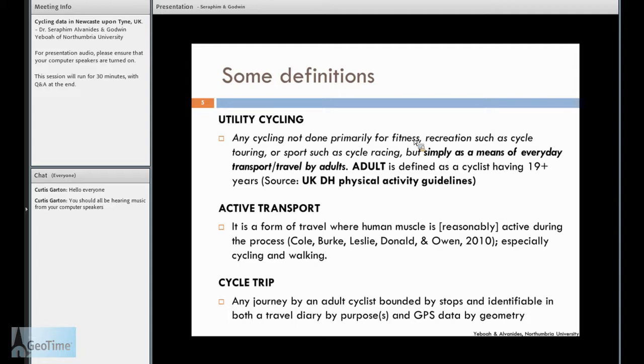Active transport in the literature is a form of travel where there's human muscle involved during the process, so it's walking or cycling or even taking public transport because it also involves an element of walking or cycling. Obviously, driving a car involves some human muscle, but not to the extent that walking or cycling involves it. And then finally, the cycle trip for our study is a journey by an adult cyclist, and it's bounded by stops, and you can identify it within a travel diary. So it has clear purpose and origin and destination. That's what we call a cycle trip.